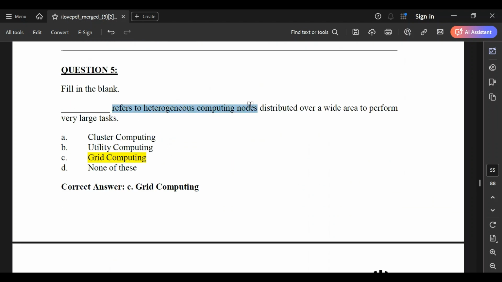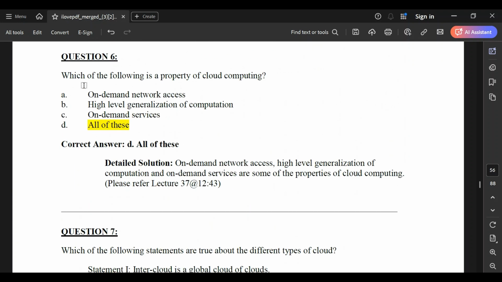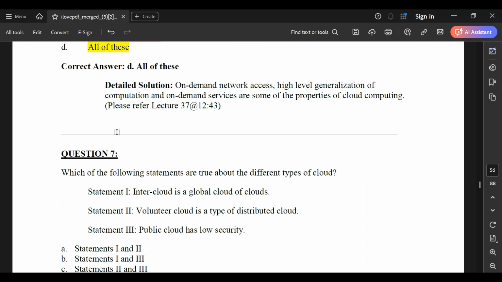Refers to the heterogeneous computing nodes distributed over a wide area to perform very large tasks. So it is grid computing. Moving to the next one, which of the following is a property of cloud computing? So you can see on-demand network access, high level abstraction of computation, on-demand services is there. So all of these are there.